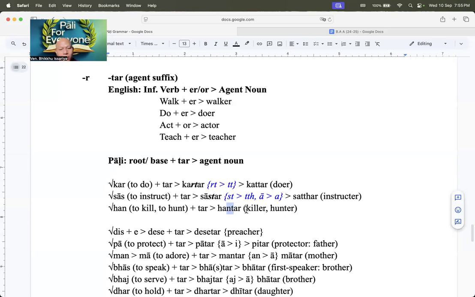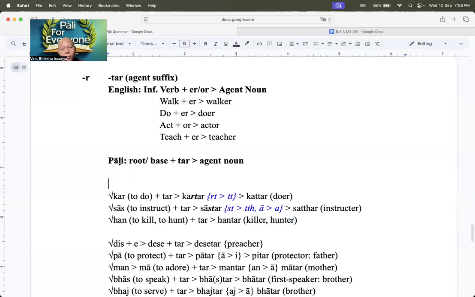So that is why the meaning of that one is killer, or one who handles in this way also. And then, these are from the base to the root. So many roots we had, those are some examples. So to the root, by adding tar, we have the agent noun. So these are examples.